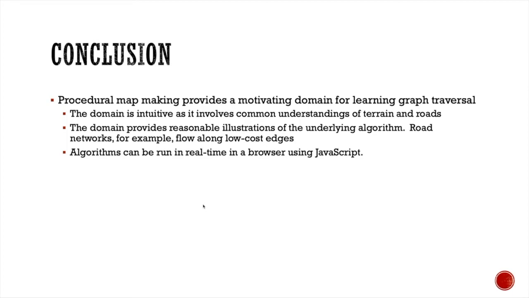Now, in conclusion, I would just like to mention that procedural map making provides a motivating domain for learning graph traversal. It is intuitive in the sense that we all have an understanding of where roads want to go, and we all have an understanding of terrain features. It does also provide a reasonable visualization of the topics of interest. Road networks, for example, flow along low-cost edges, and that can be easily seen in the graph or the map that you generate. And it's also the case that these algorithms can be run in real time, at a course level, in a browser using JavaScript.